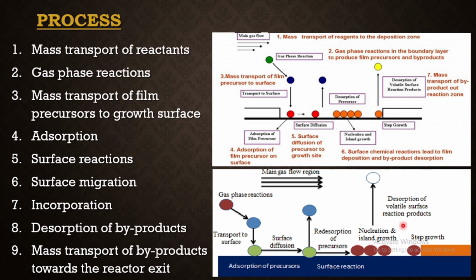and the byproducts which are formed after desorption, or even after the thin film formation, will be carried through the main gas flow region and taken outside the reaction chamber. So finally we are getting a thin film of whichever precursors we are using after some reaction taking place in the vapor phase, which is termed the CVD technique, that is, chemical vapor deposition technique.